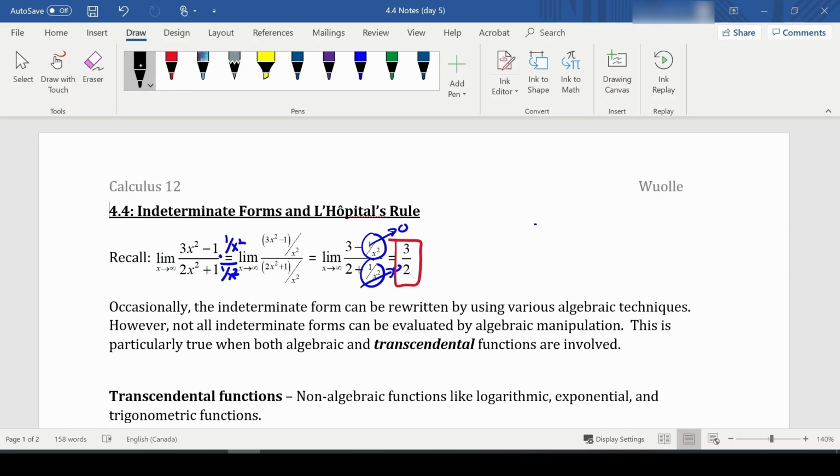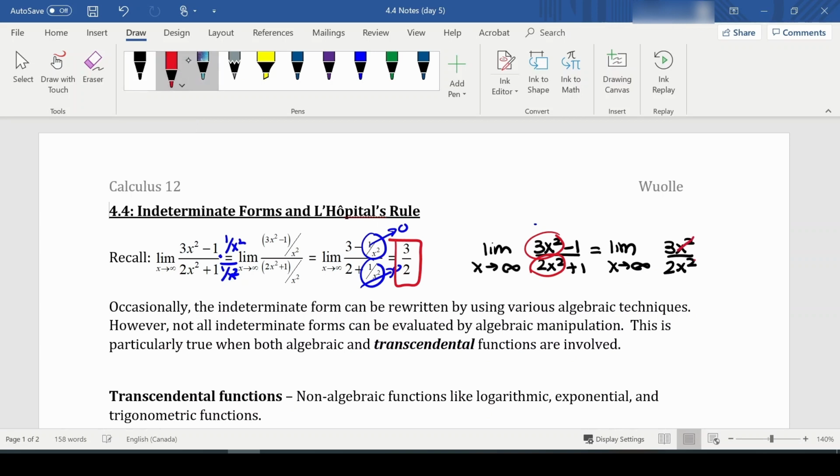Now again, as mentioned in the review lesson, we did have a shortcut method, which was noticing that these are going to behave like the highest power you see on the top and the bottom. The highest power here being 3x squared on the top and 2x squared on the bottom. The 1 on the top and the 1 on the bottom don't matter very much as x approaches infinity. So this is going to behave the same as 3x squared over 2x squared. The x squared terms cancel out, and this gives me the limit as x approaches infinity of 3 over 2, which is 3 over 2.